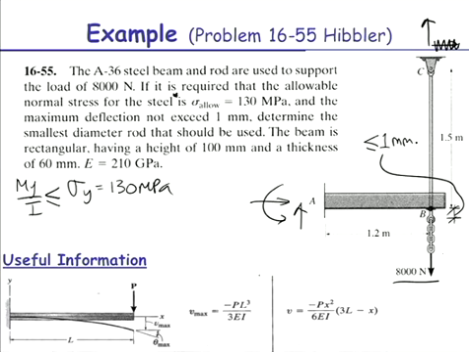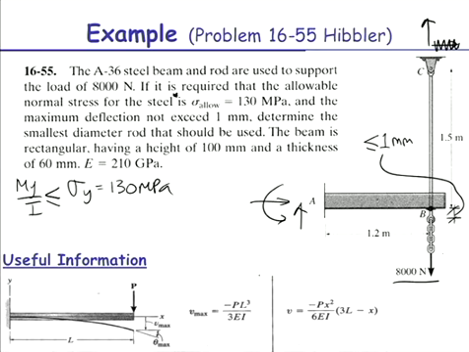Looking at these two conditions, it means we have to satisfy both. We don't know if it's going to deflect 1 mil before it reaches yield, or reach yield before it deflects 1 mil. So we're going to have to make an assumption when we do this problem and then check that the assumption we made is correct.